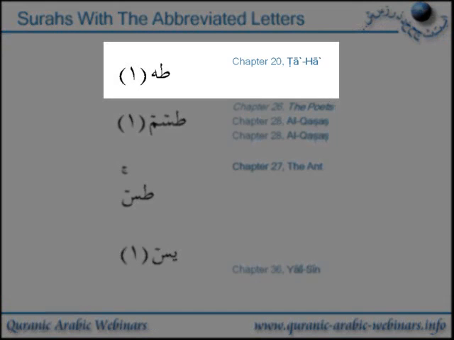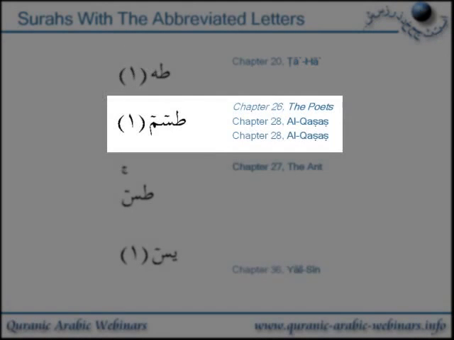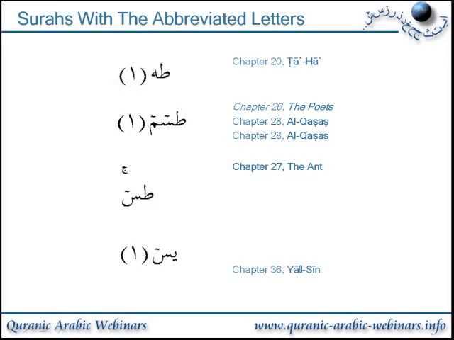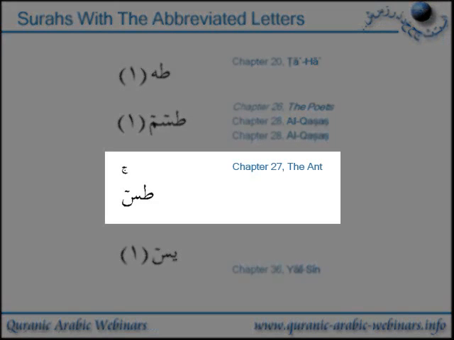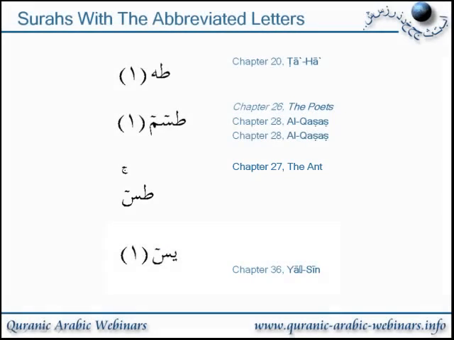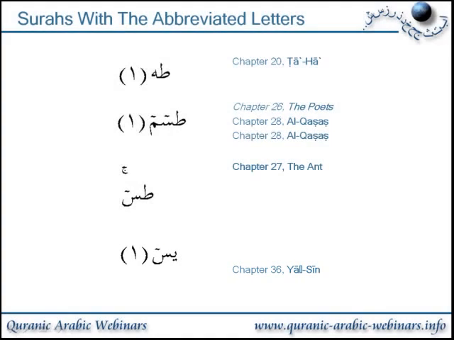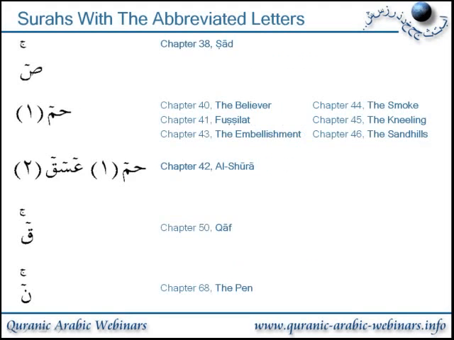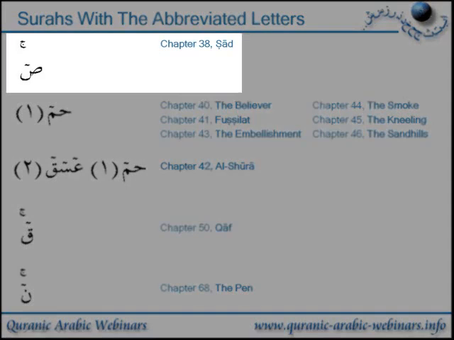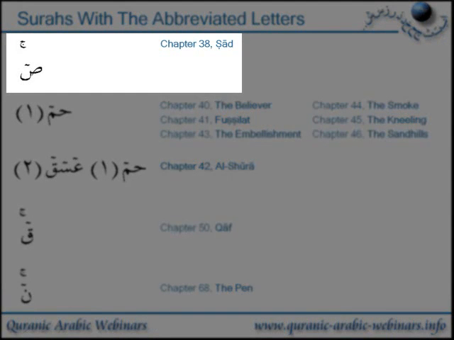Then we have Ta and Ha, and that's in Surah 20. Then we have Ta Sin Mim, Surah 26, 28. And then we have Ta and Sin, and that's Surah 27. And then we have Yasin in Surah 36. So that's Yasin. Then we have the letter Sad on its own, and that's Surah 38.